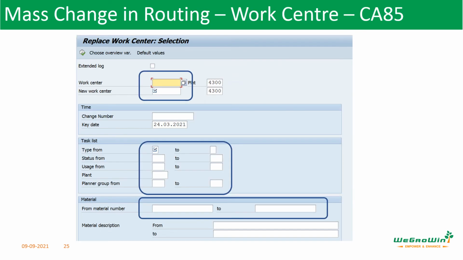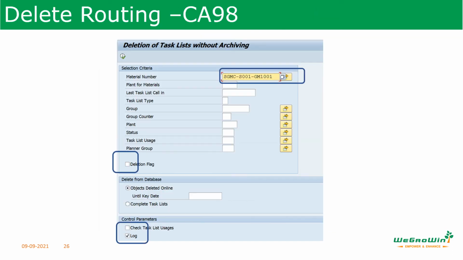And then we want to do some mass change in routing. For example, I want to change this work center to another work center, or I want to select and change from one material to another. Various options are there. Again, I am not going to show individually how to do these things. I am telling you this is the transaction which is available, and I ask you to practice these things. So this is an example of how to do the mass change of work center in these routings.